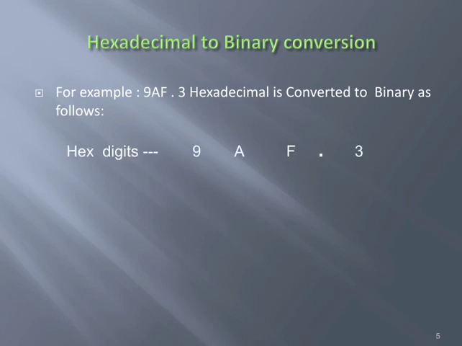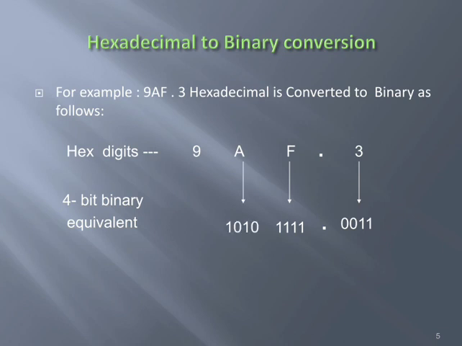So the hexadecimal digits are now 9AF.3. Simply replace each hexadecimal digit with its equivalent 4-bit binary. For 3 it will be 0011, and for F it will be 4 ones, and for A it will be 1010, and for 9 it will be 1001. So this will be the corresponding binary number for the given hexadecimal number 9AF.3. This is the procedure we need to adopt for converting hexadecimal number to binary number.